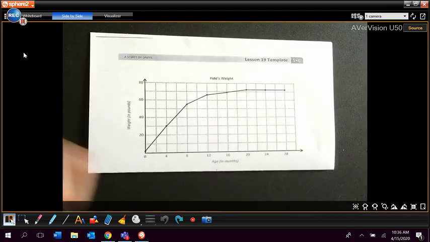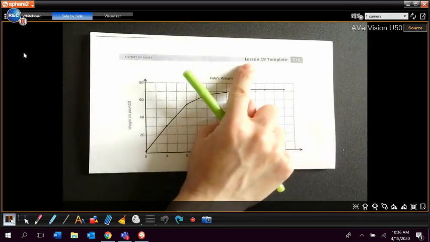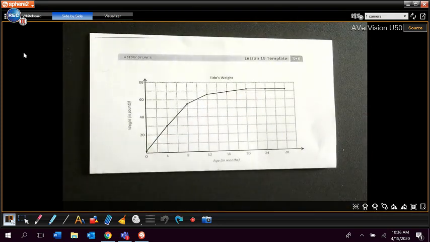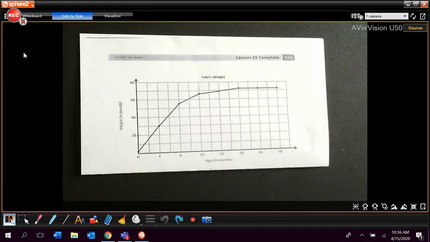Alright, boys and girls, so we're going to continue. For today's lesson, you are going to need the lesson 19 template. This should be in your book. If it is not in your book, I am going to upload it onto the assignments tab so that you can at least follow along on your computer. If you can print it, that's perfect, so that you can have it with you. But if you don't, you can just follow along on the computer.